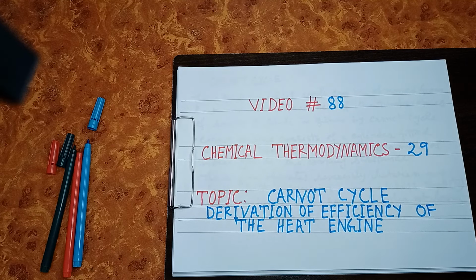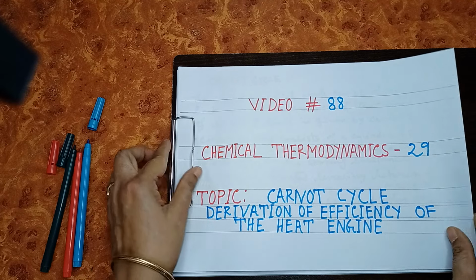Hello viewers, welcome to video number 88 of the channel MALACHEMPHILIC, and video number 88 is the 29th episode of Chemical Thermodynamics. Topic of this episode is Carnot cycle, derivation of efficiency of the heat engine. So let's start.